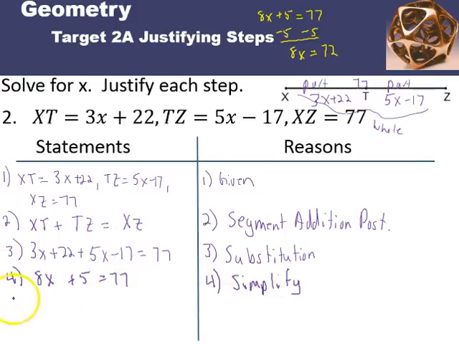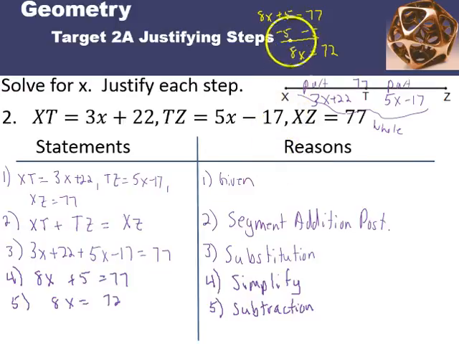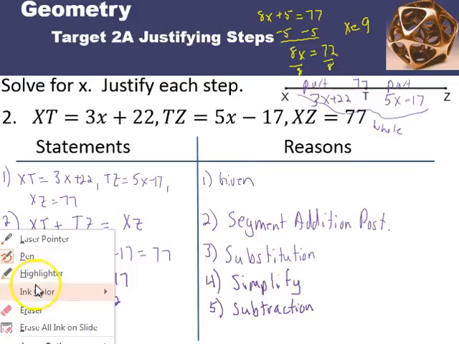For number 5, I get 8x equals 72. But remember, what I did was subtract the 5, right? So when I subtract something from both sides, that's the subtraction property. Then I have to solve this. I need to get x by itself. So to do that, I'm going to divide by 8. And I get x is 72 divided by 8, which is 9. So I get x is 9.